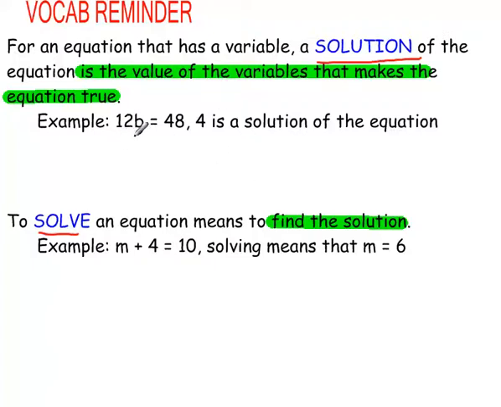So in my example, 12b equals 48. 4 is the solution because 12 times 4 equals 48. So b would have to equal 4. That's my only solution that would work, that would make that equation true. So go ahead and write down those two vocabulary words, and when you're finished, we'll get started with the lesson.